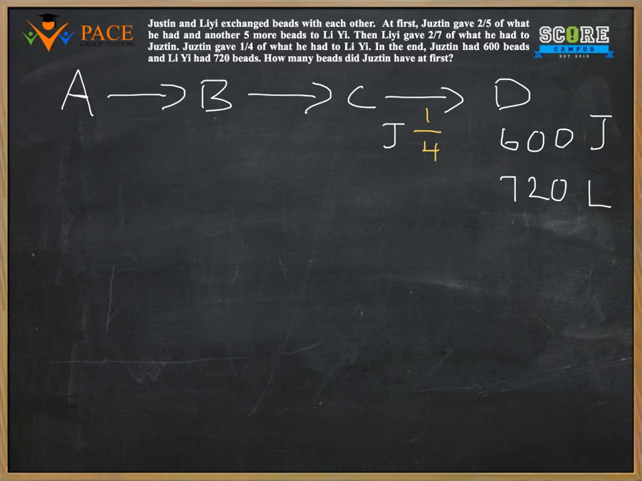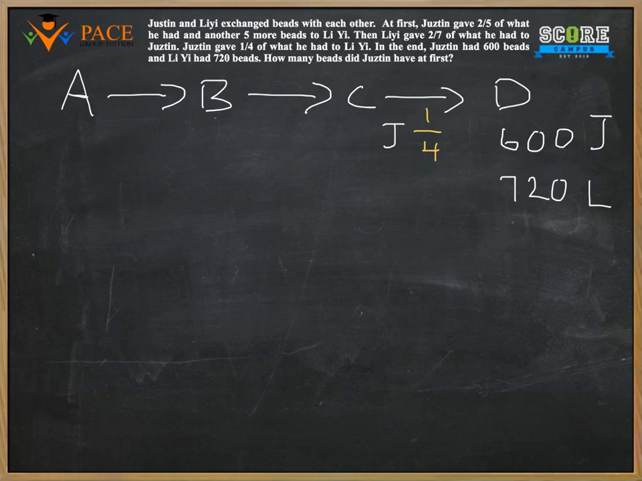Okay, I've already written down here. Justin has 600 and Lee has 720. So what is the magical concept over here? 600 plus 720, you get 1320. Do you get that? 1320. This is the scenario at D. This is the end point. So at any one point, you must have 1320 beads. You've got to remember that, okay?